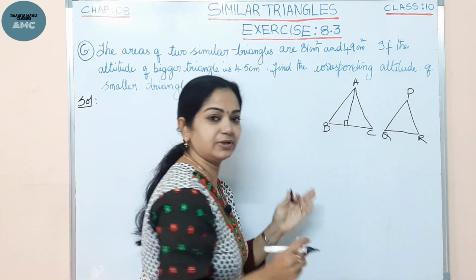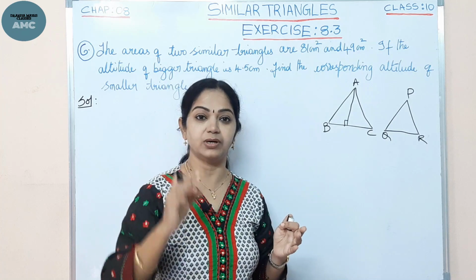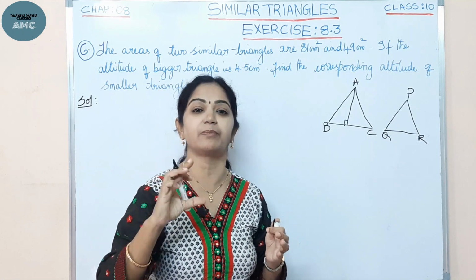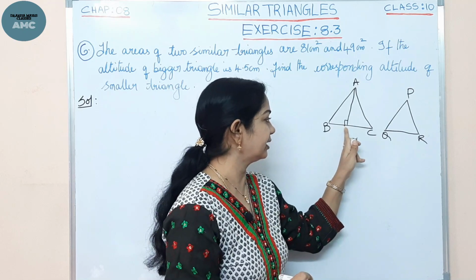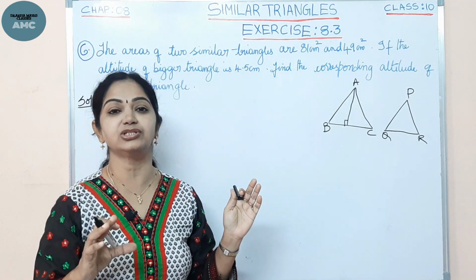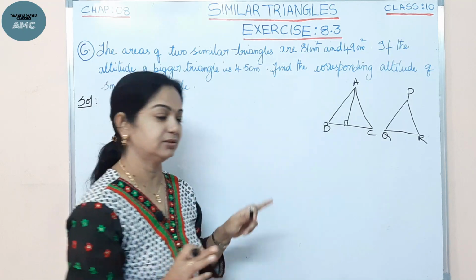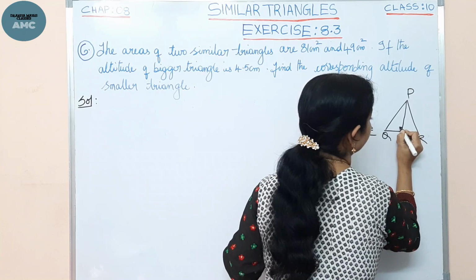Now there is a difference between an altitude and a median. Altitude is a line from the vertex. It is a perpendicular dropped to the opposite side. That means the altitude will be making 90 degrees with the opposite side. Whereas the median is the line joining the vertex and the midpoint. Okay, there is a slight difference between an altitude and a median.